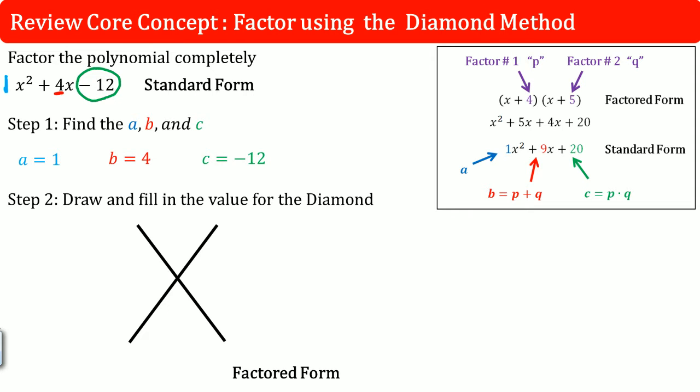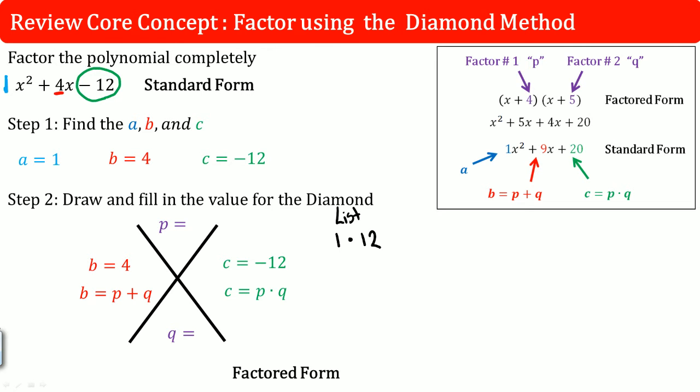Step 2 is for you to draw and fill in the value for the diamond. The left hand side, b equals 4. That is when b is equal to the two numbers that will add to make 4. And on the right hand side, it's the negative 12. You're going to find two numbers that multiply to make negative 12. Next, to do this, you want to find p and q. My suggestion is to make a list of factors. The list of factors are 1 times 12.